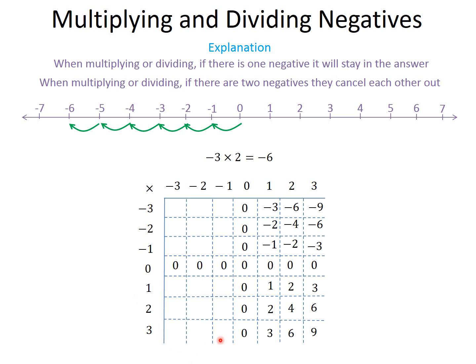So now I can go and fill in these ones here, because if I go negative 3 times 2, I get negative 6. If I times any of these negative numbers here by these positives, I get negative 6. So I get negative answers.